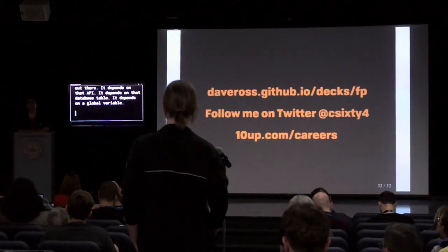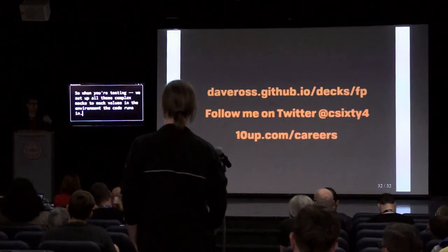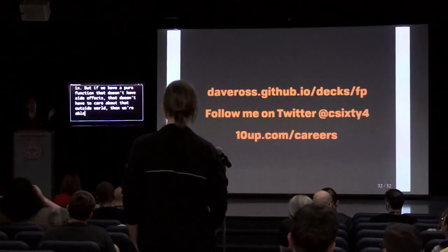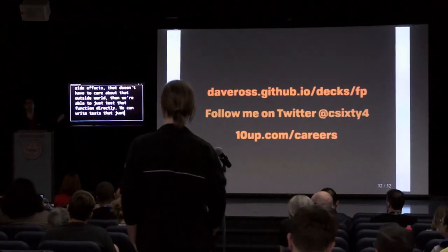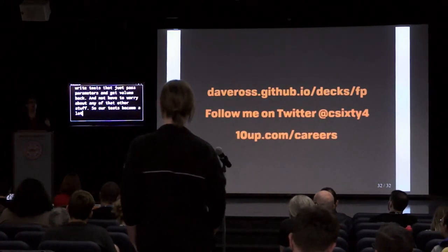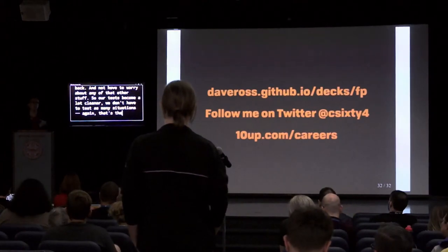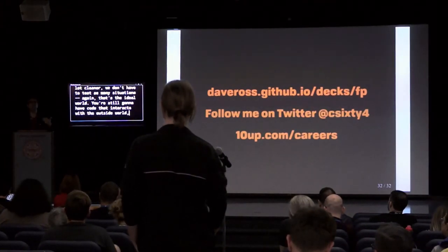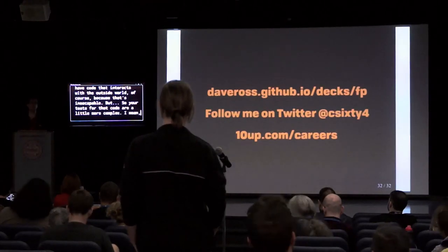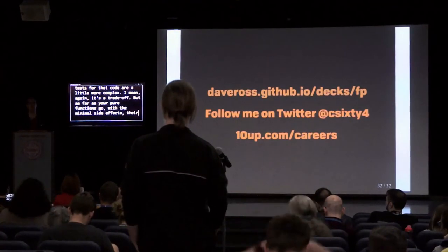So when you're testing, we set up all these complex mocks to mock values in the environment the code runs in. But if we have a pure function that doesn't have side effects, that doesn't have to care about that outside world, then we're able to just test that function directly. We can write tests that just pass parameters and get values back and not have to worry about any of that other stuff. So our tests become a lot cleaner. We don't have to test as many situations. Again, that's the ideal world. You're still going to have code that interacts with the outside world, of course, because that's inescapable. So your tests for that code are a little more complex. Again, it's a trade-off, but as far as your pure functions go with minimal side effects, their tests are going to be a lot cleaner.